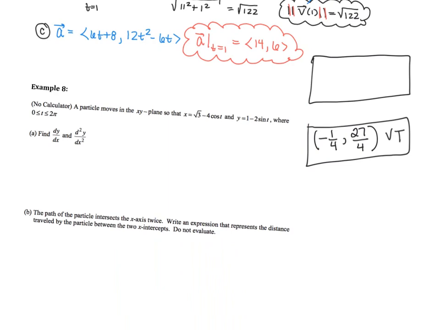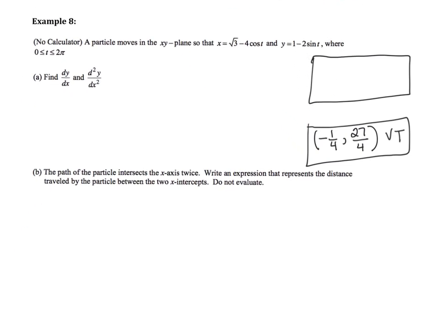All right, let's look at our last example. I believe it's the last one. Sure is. So a particle moves in the xy plane so that x equals root 3 minus 4 cosine t and y equals 1 plus 2 sine t, and we're only looking from 0 to 2 pi for t.